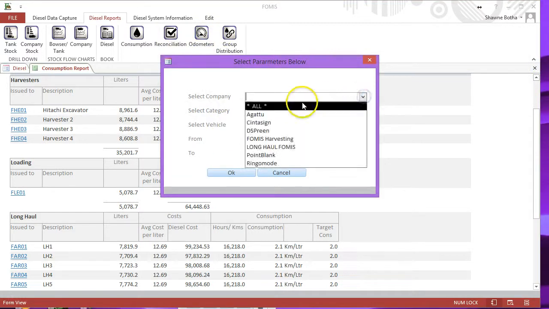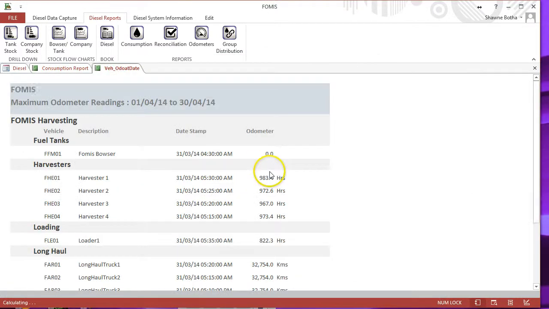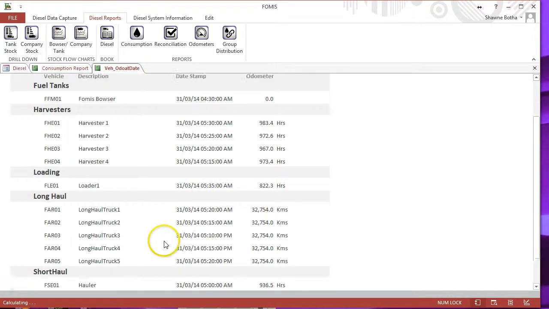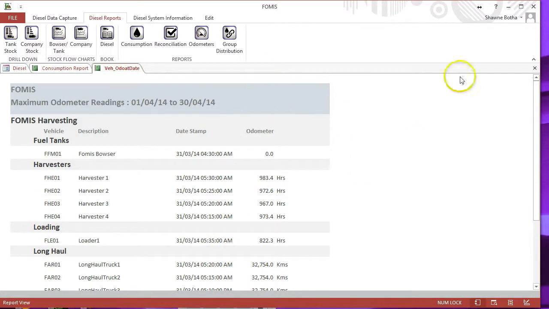What also happens is that you've got a little report here which gives you your odometers for a period or between two dates. So you can see exactly what your machines have worked, what the odometer readings were at a specific point in time. Generally, this is the maximum odometer reading for the period which you've chosen.